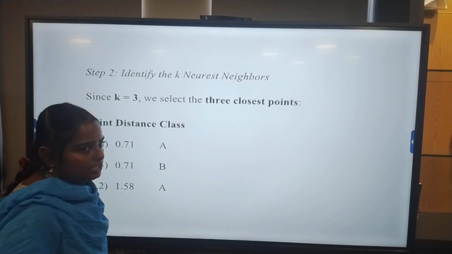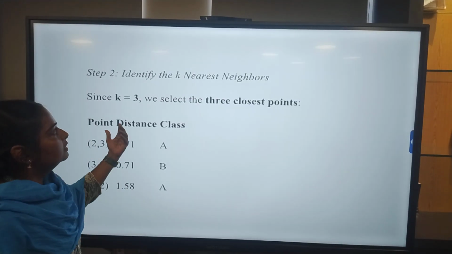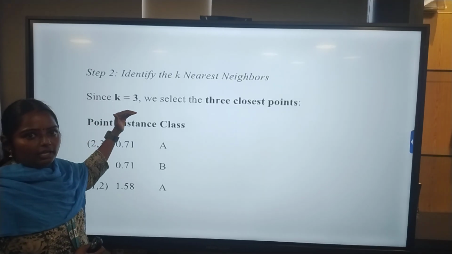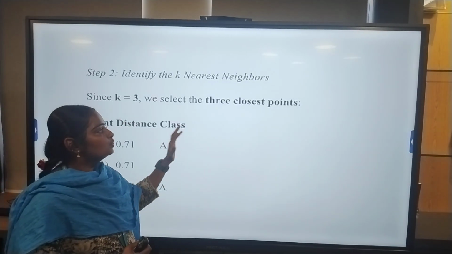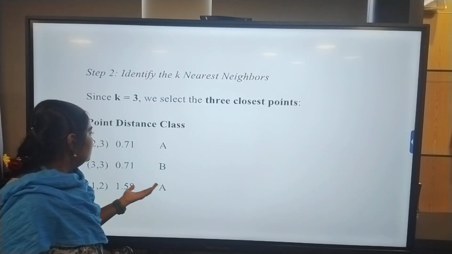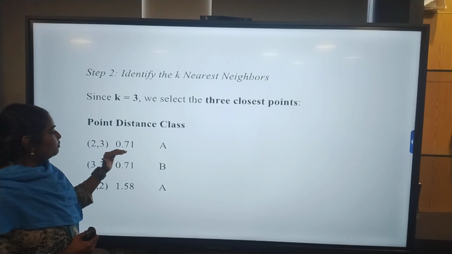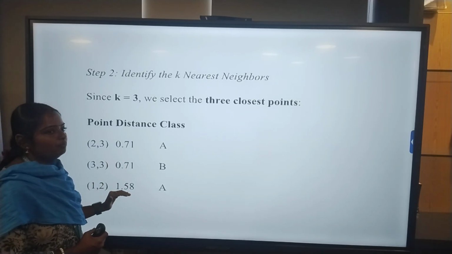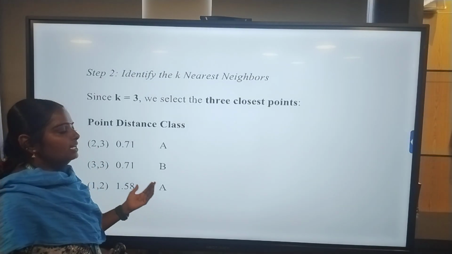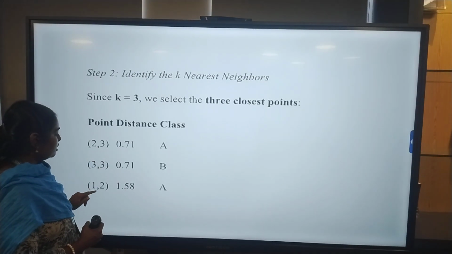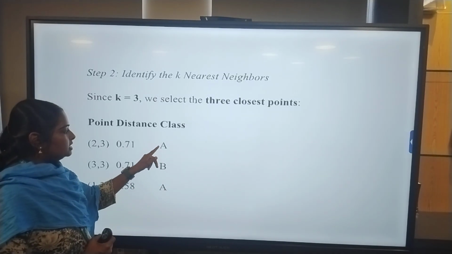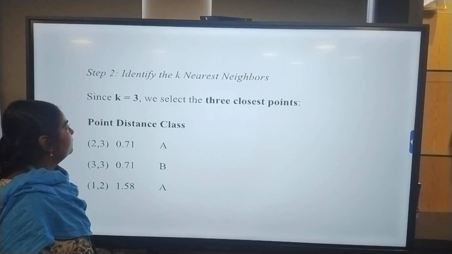See, what is given in my step 2 is, I am supposed to find out the k nearest neighbors here. Since my k value is equal to 3, I have to choose the first 3 closest points. As per my previous step, the 3 closest points are 0.71, 0.71 and 1.5. Now the corresponding data points in my data set, that is (2, 3), (3, 3) and (1, 2), belong to which classes? This is also present in the question as the information of A, B and A.